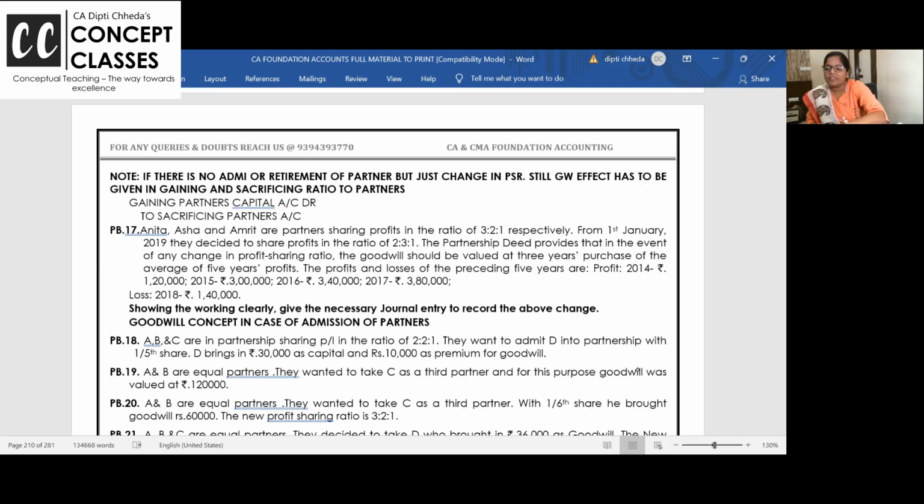Just if there is a change in the PSR, how will you do? Yes. Anita, Ashna and Amrit are partners sharing, and from 1st January they decided to share in this ratio. So PSR is changing. And if there is any change, goodwill should be valued at 3 years purchase of average profit of the 5 years. 5 years profit or loss is given, and they have not given you the weights and all. So which method will we use to calculate amount of goodwill? Simple average method. And then we can decide. Okay. So 17th problem we are doing now.